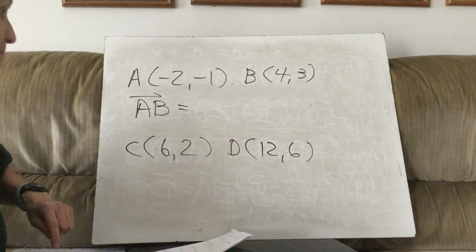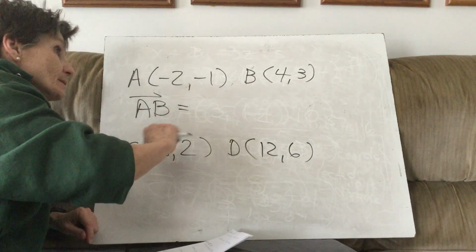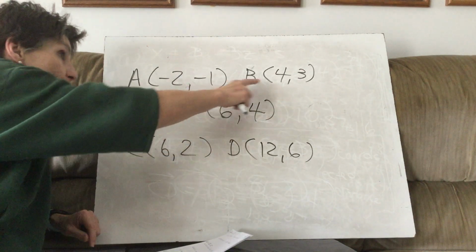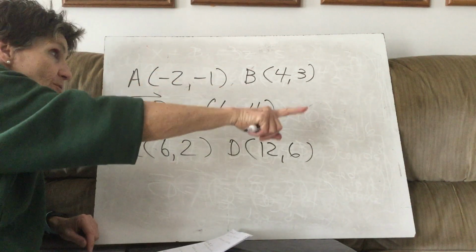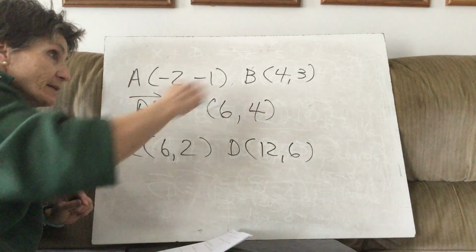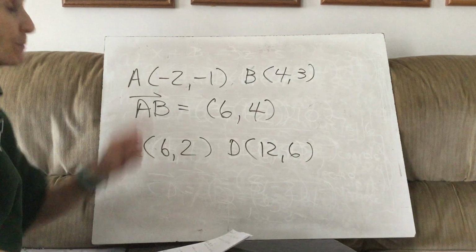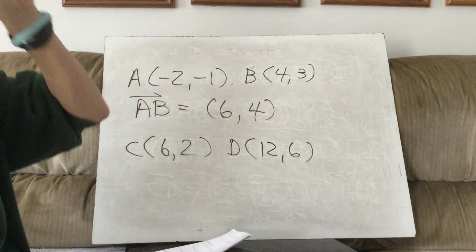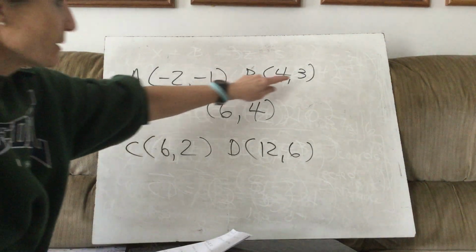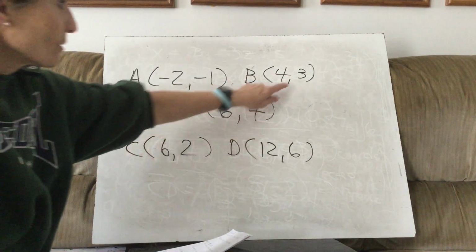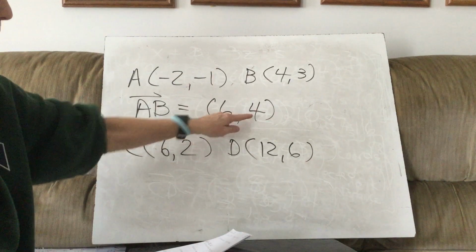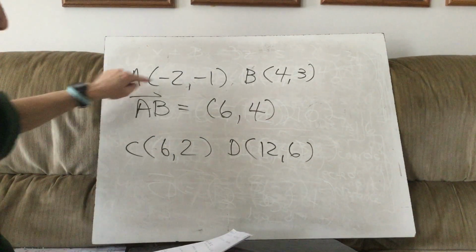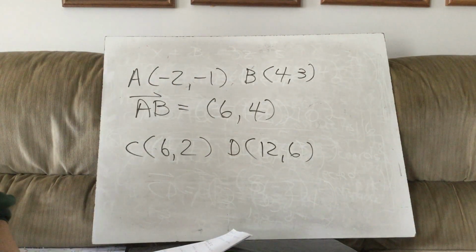From A to B, I hope you got 6, 4, because -2 to 4, you're counting to the right, all the way from -2 to 4 would be 6 steps. Remember, you can always subtract 4 minus -2. And then negative 1 to 3 is 4. 3 minus negative 1. So that's how many steps. That's how we move from point A to point B.